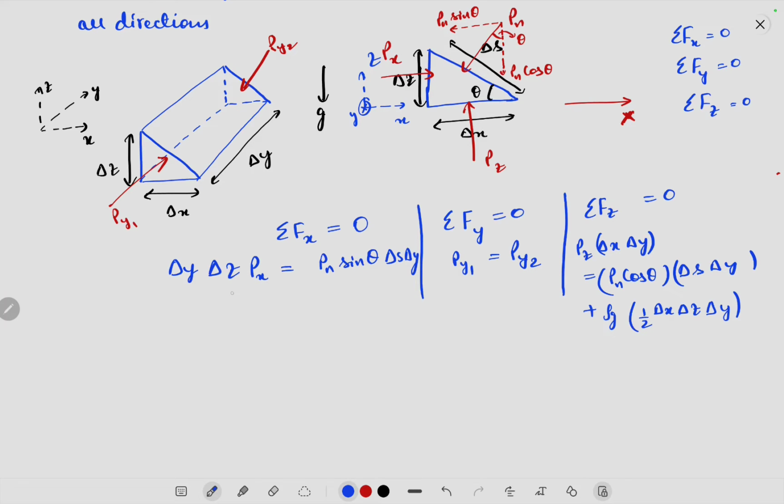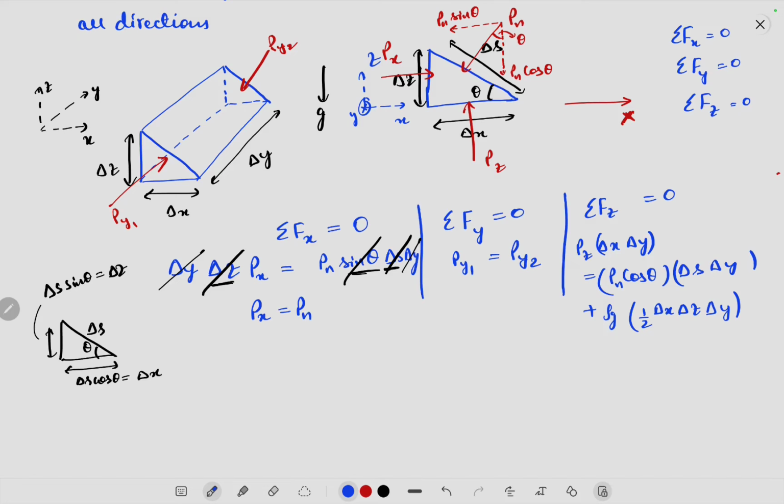Now this can be further simplified, since delta y and delta y would cancel out. Also you can see from this figure, let's make this figure again, this is your delta s, this is your theta. What is delta s cos theta? This is delta s cos theta, which is equal to delta x, and this is delta s sin theta, which is equal to delta z. So we have the delta s sin theta term here, which is equal to delta z, so this and this can cancel out. What we'll get is Px is equal to Pn. This we have already got.